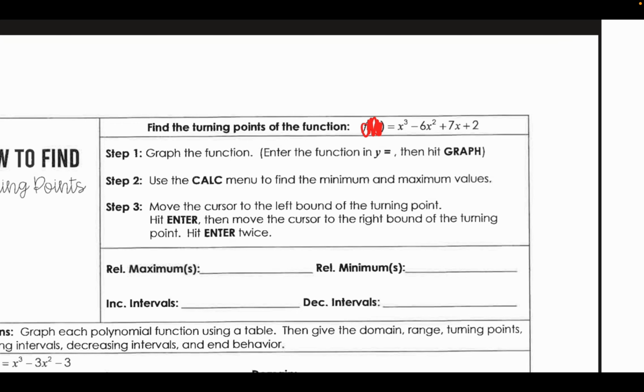And then from there, you go to the calc menu, which is found using the second button and going to trace. And then you select whichever value you want to find. So if it's maximum you want to find, then you select maximum. If you want to find relative minimums, then you select minimum. And then from there, it asks you for a left bound, a right bound, and it asks you to guess, which you don't need to if you set good boundaries.